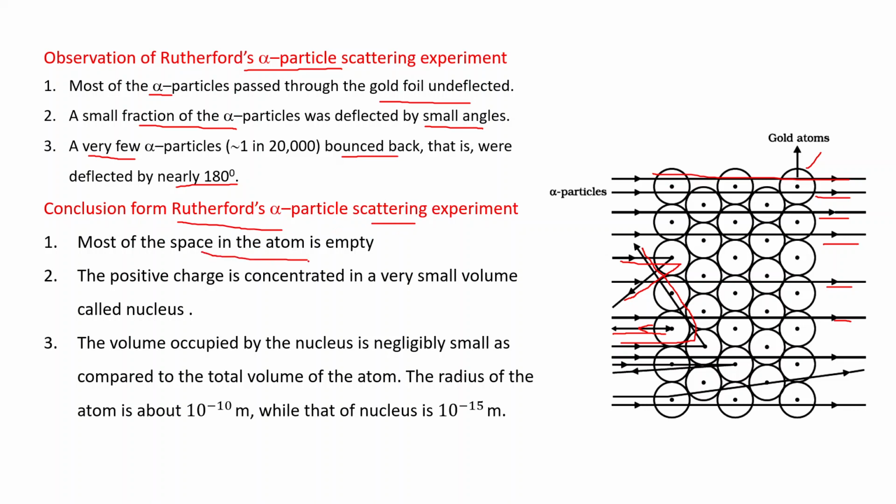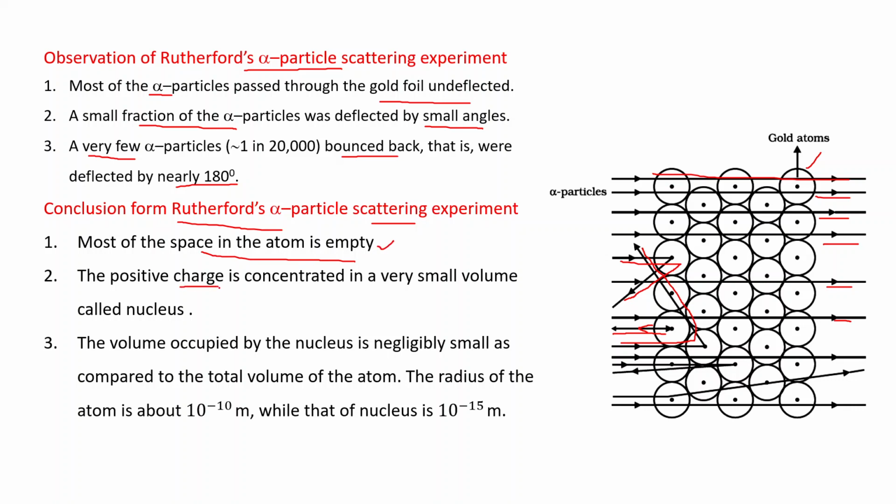Most of the space in the atom is empty. Now, if we compare with the Thomson model, if Thomson model is correct, then all the alpha particles should bounce back, because according to Thomson, atom is positively charged sphere and alpha particle is also positively charged. That's why all the alpha particles should bounce back. But they are not bounced back, only few are bounced back. That's why we can say most of the space in the atom is empty.